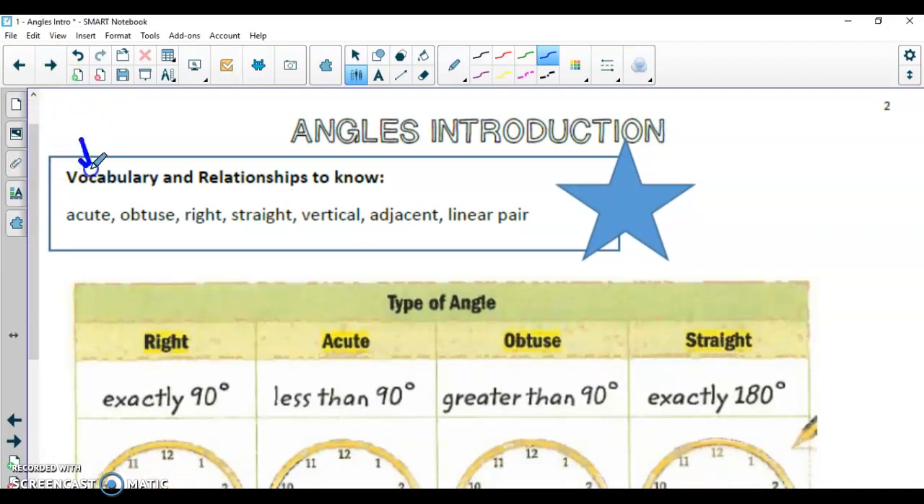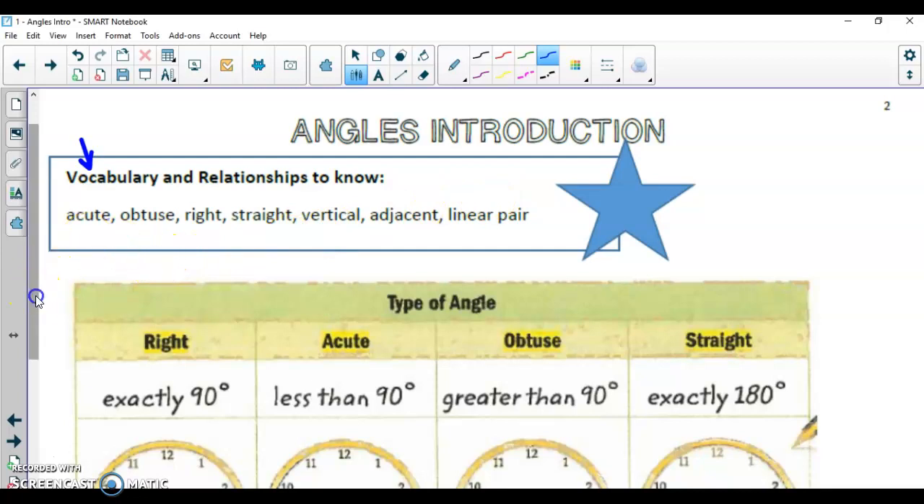You'll notice at the top of our lessons, we're going to have vocabulary and relationships to know. So all of these vocabulary words are words that you should be comfortable with by the time we are done with our lesson. Linear pair, we're going to touch on a little bit, not necessarily today, but in the following lesson. So that'll actually happen tomorrow.